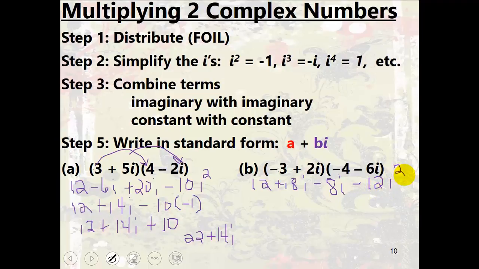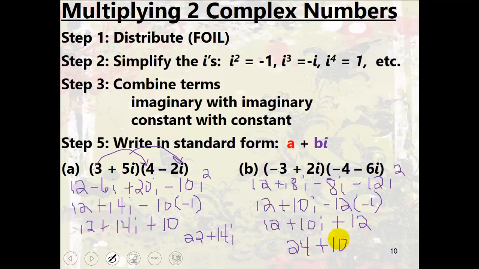Now we're going to combine our i's and substitute negative 1 in for i squared. And I get 12. Positive 18 minus 8, these both have i's, so that becomes plus 10i minus 12 times negative 1. So I get 12 plus 10i plus 12 when I simplify negative 12 times negative 1, and that gives me 24 plus 10i, and here is your final answer.